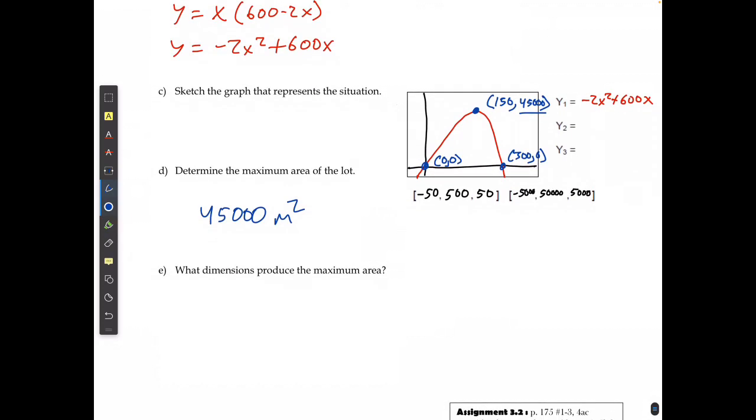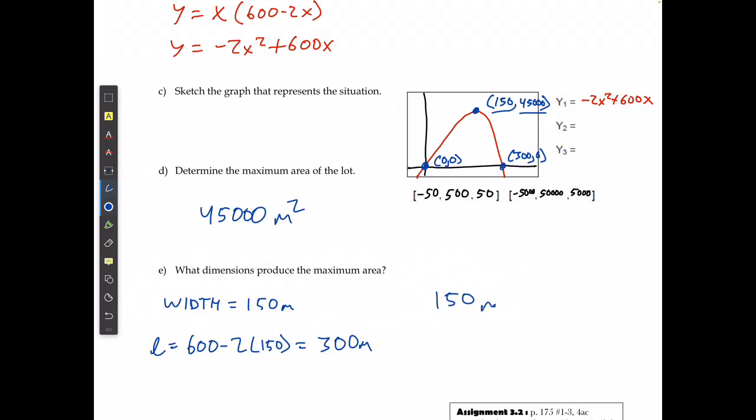What are the dimensions that produce this maximum area? Well, if x was my width, then my width at this point is equal to 150 meters. If my length was equal to 600 minus 2 widths, or 600 minus 2 times 150, my length was equal to 300 meters. So the dimensions are going to be 150 meters by 300 meters to make this happen.